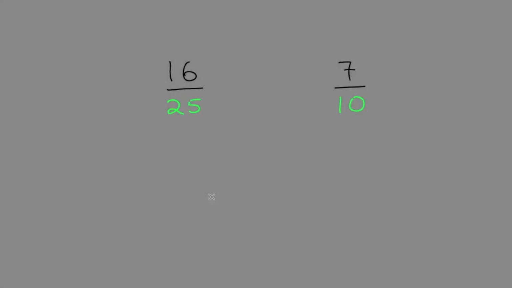So we need to make the same number on the bottom to compare them, because right now we can't compare. So how do we make the same number on the bottom? That's called the lowest common denominator, or LCD, which is the same thing as the lowest common multiple.